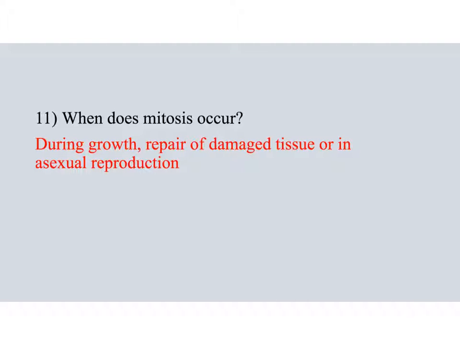Question number 11. Mitosis occurs during growth, repair of damaged tissue, or in asexual reproduction. So any one of those would be correct.